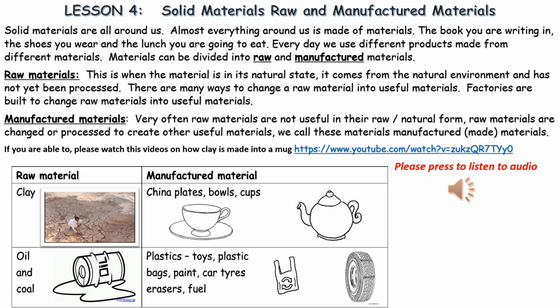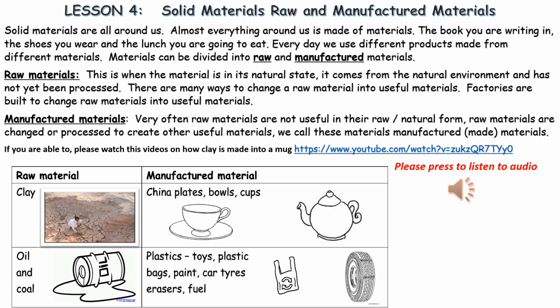Let's go through what this means, and I'm reading from your notes. Raw materials are when a material is in its natural state. It comes from the natural environment and has not yet been processed or changed into something else. There are many ways to change a raw material into useful materials. Factories are built to change raw materials into these useful materials.